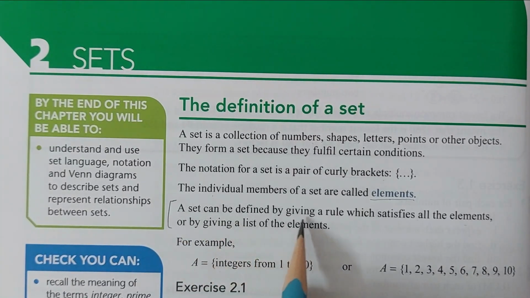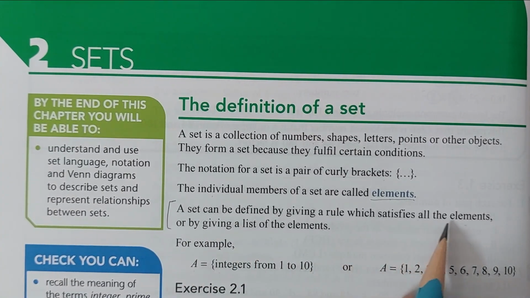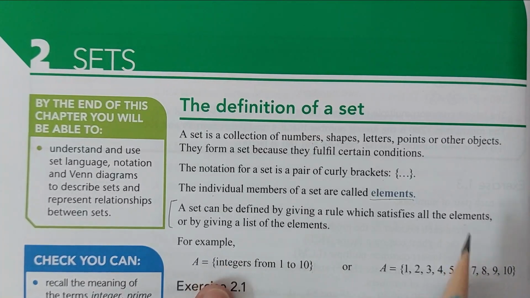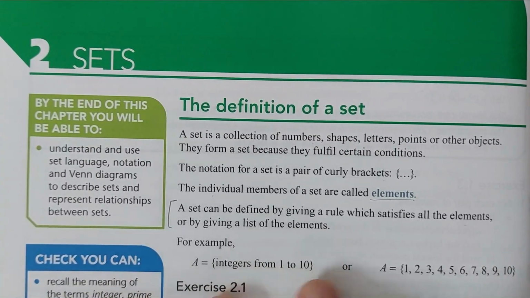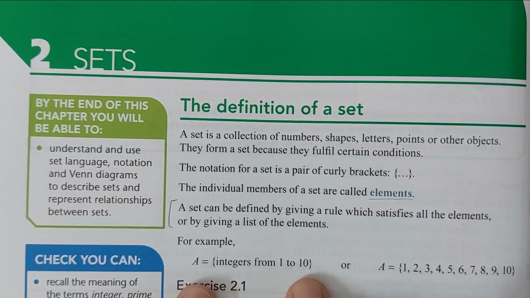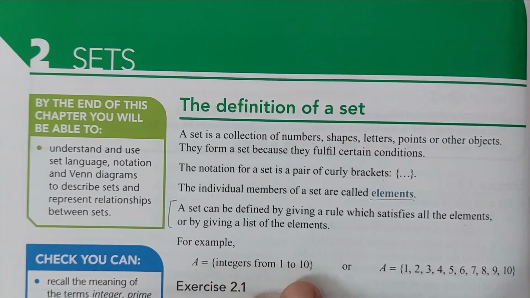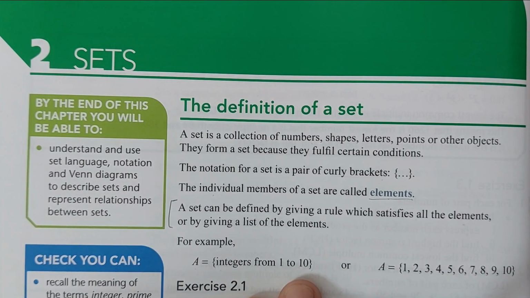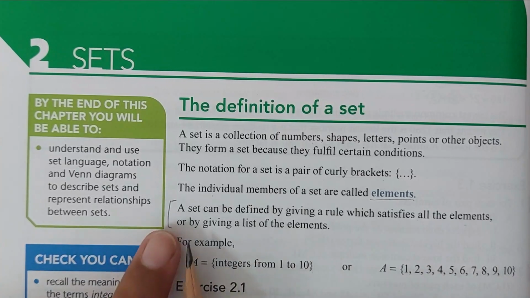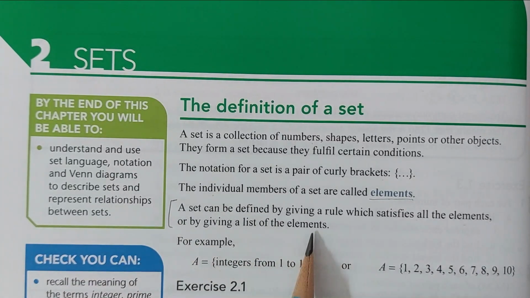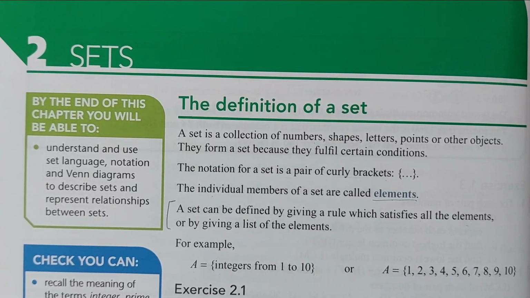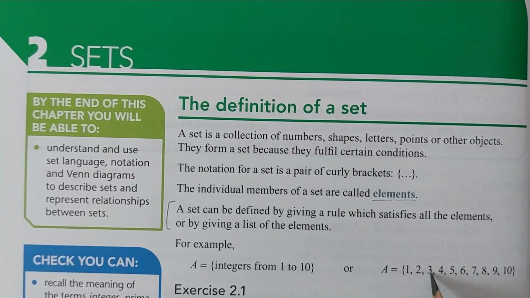A set can be defined by giving a rule which satisfies all the elements. So the rule is integers from 1 to 10. From number 1 to number 10, this is a rule in a set. This is the first way to define a set, right? Or there is another way, by giving a list of elements. You can give a list of elements as well. For example, listing the elements 1, 2, 3, 4, 5, 6, 7, 8, 9, 10.